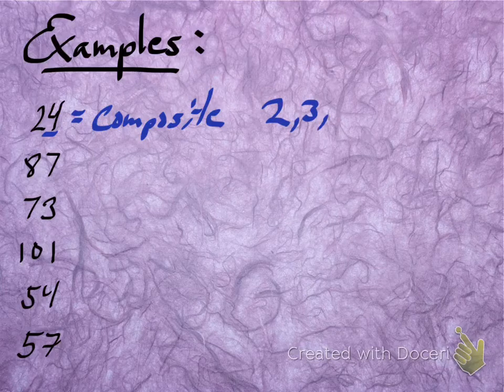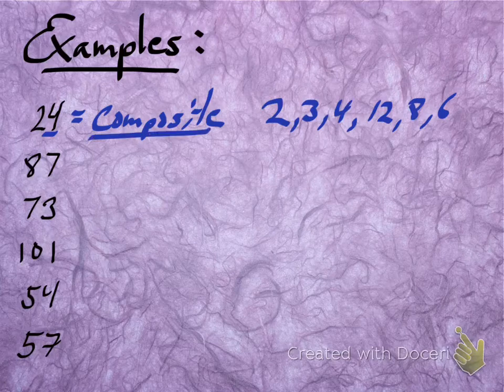Let's see. 3, 4, oh my gosh, 12, 8, 6. Let's see. 2 and 12. Yeah, 1 and 24 divide it. We won't write those down, though. 2 and 12, 3 and 8, 4 and 6. Yep, I think that's all the different numbers to divide. But look, it's got 6 factors plus 1 and 24. So it actually has 8 different factors. Definitely composite. Okay, what about the next one?